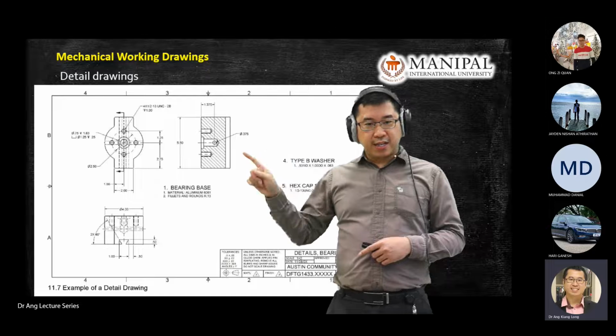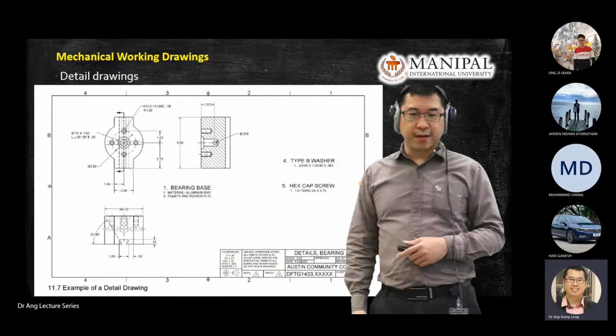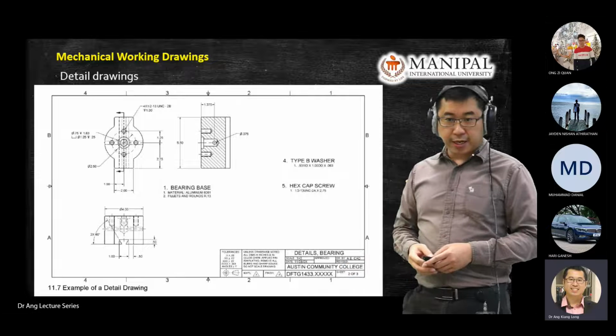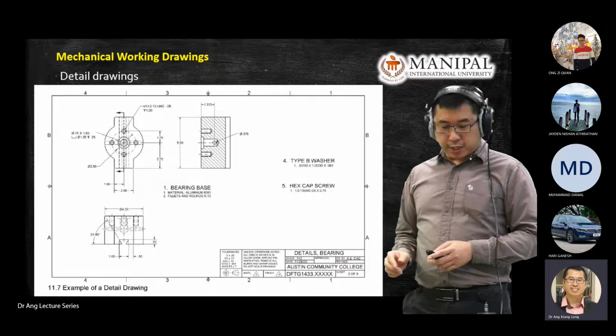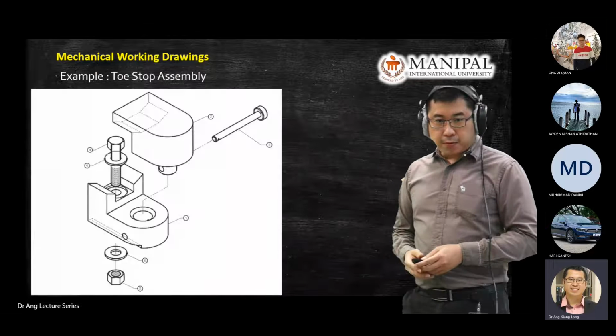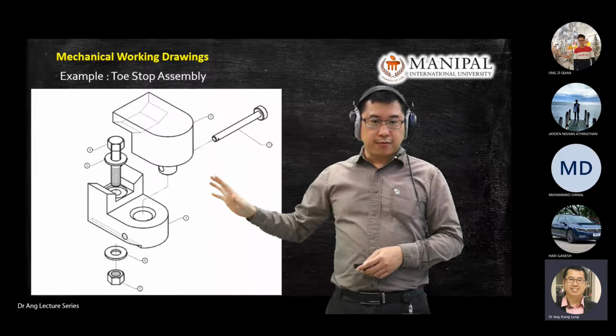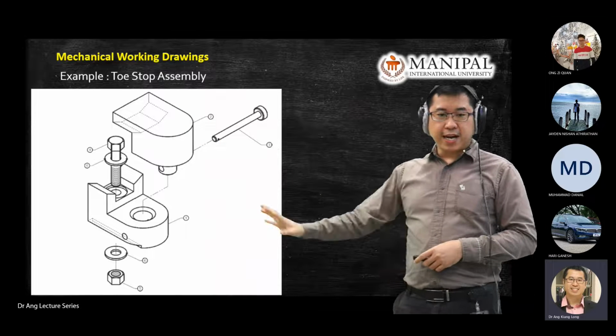Then another thing that will come in is we will talk about detail drawing. Okay, the detail, the template, we will discuss in the next lecture. I'll give you some examples. For example, the toe stop assembly. For example, this one. You already have the hand sketching.